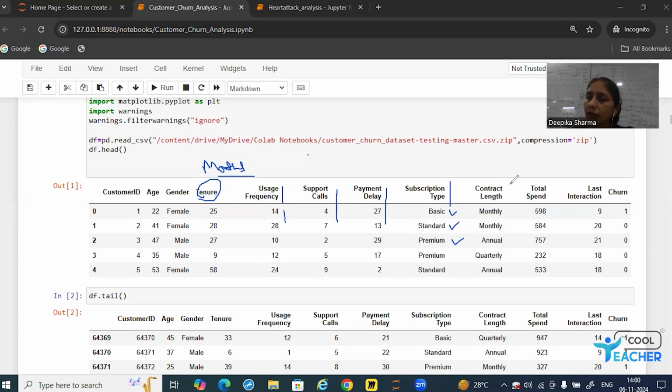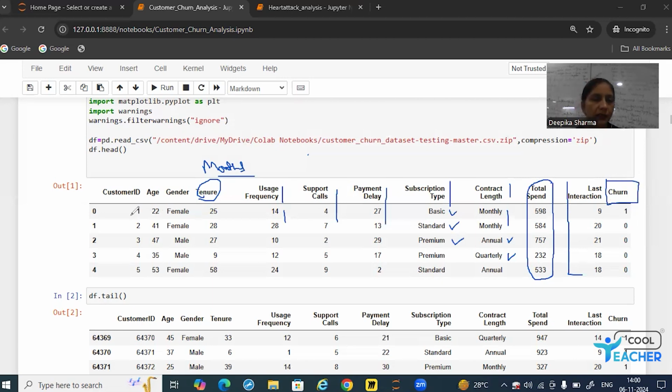What is the general contract length here? That could be monthly, annually, or quarterly, right? And total spend means how much expenditure the customer has incurred, how many payments the customer has made. And the last interaction is how many months ago the customer last interacted. And this churn is given here.